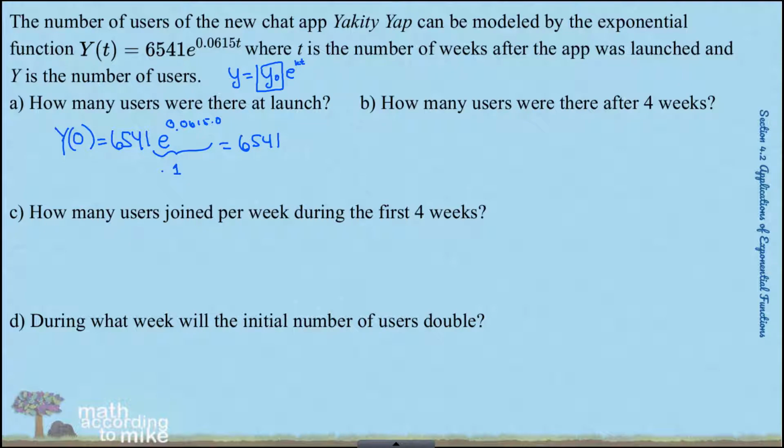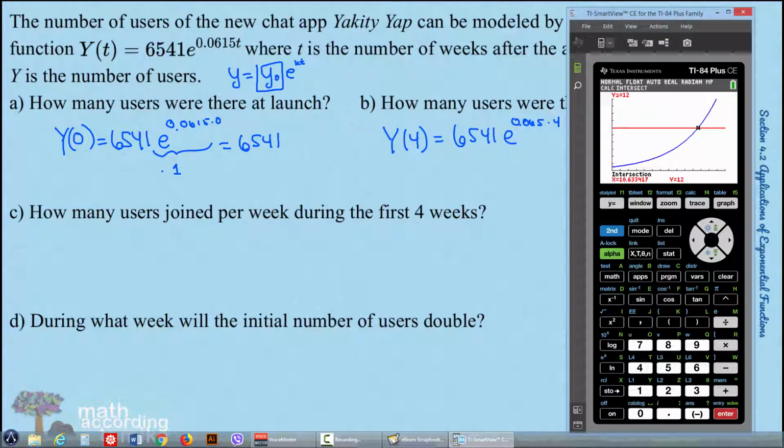All right, how many users were there after 4 weeks? We're going to find y of 4. It would look like 6541 e to the 0.0615 times 4. Now you could totally do the same thing that we did last time and put that into y equals. Remember to use the e to the x above the natural log key. Right, and now we want y1 of 4 technically, so I'm going to quit out of there. All right, you know what, we're in a good place. Let's nerd out right now.